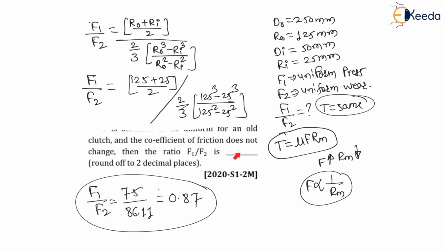Therefore, my dear students, here in this fill in the blanks, you have to round off up to 2 decimal places, means you have to write 0.87 for getting full marks.